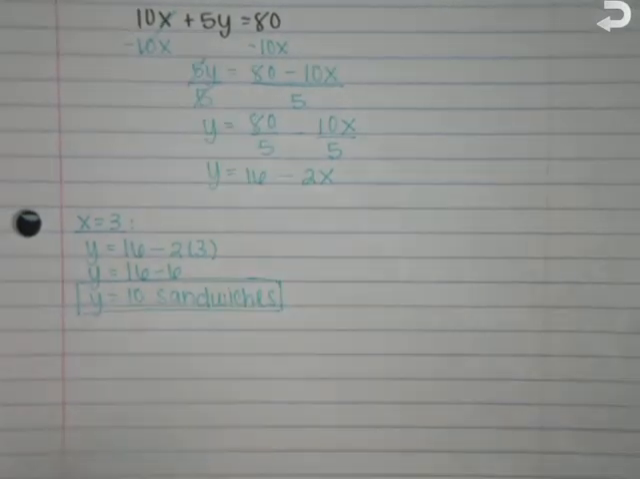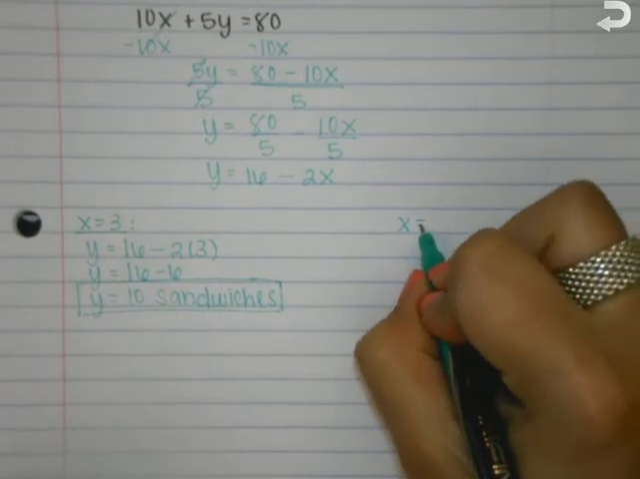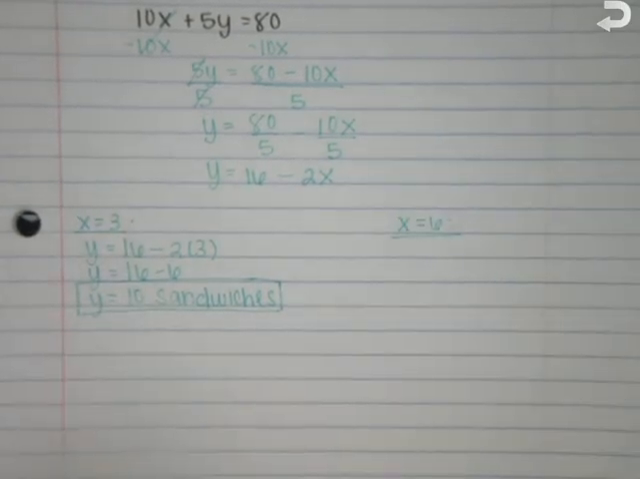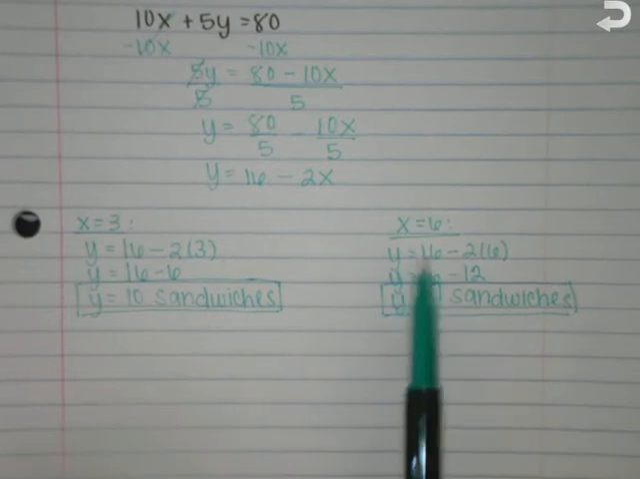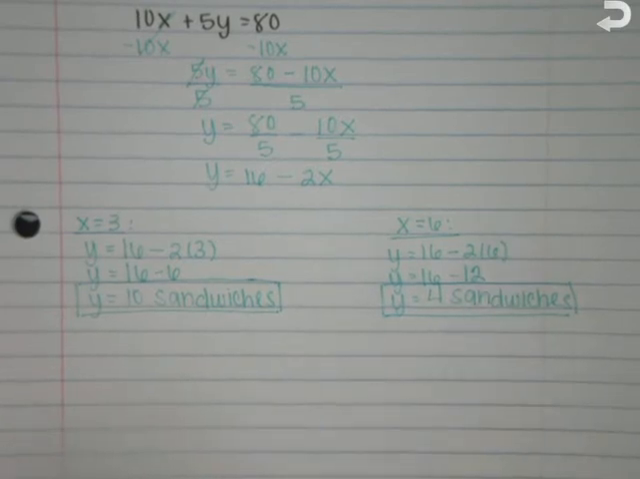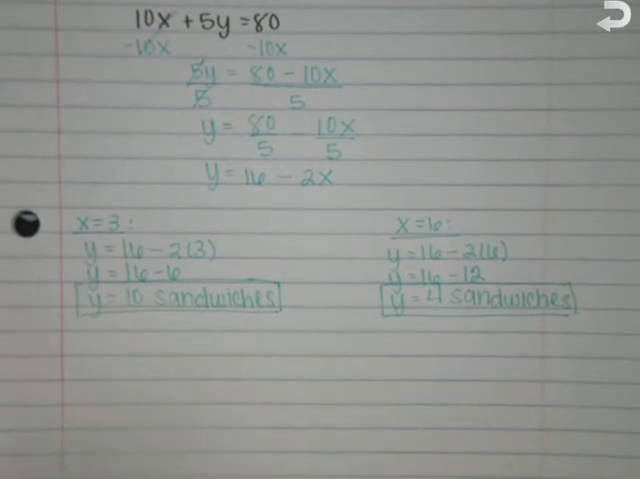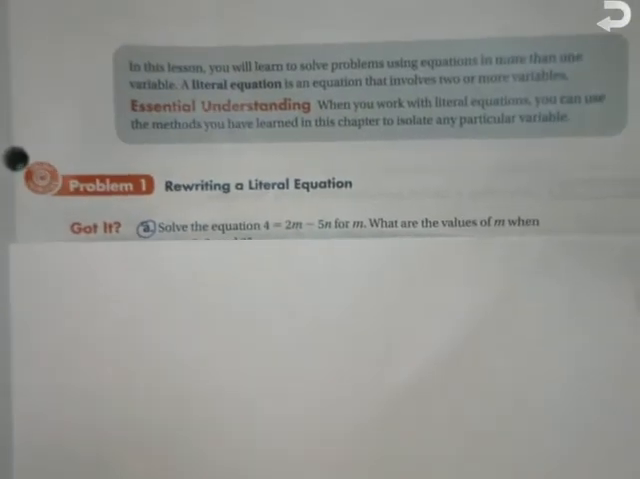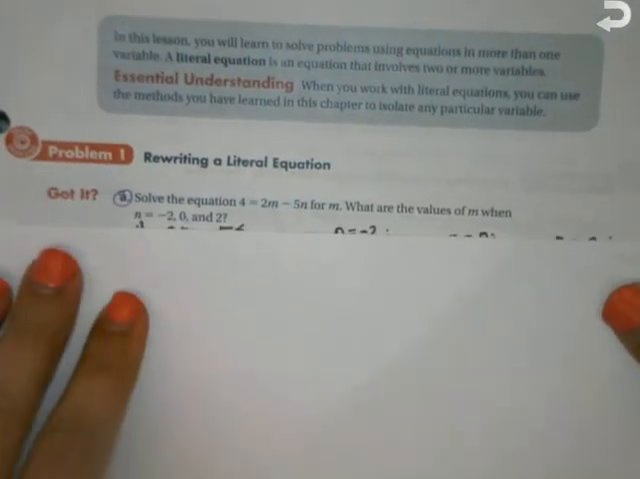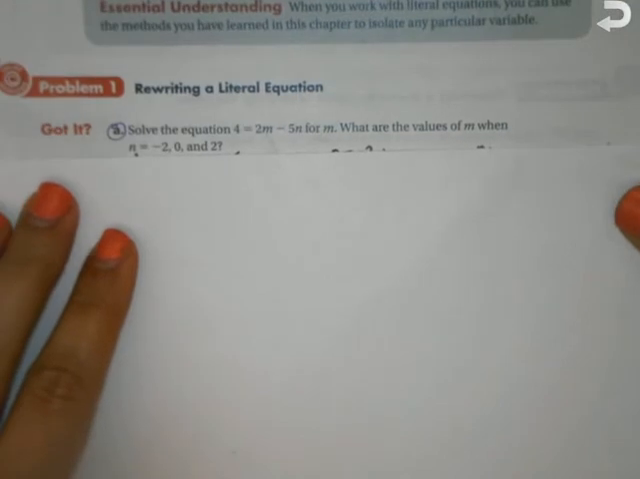So what I want you guys to do now is figure out what y equals when x equals 6. Go. Okay, so when x equals 6, we plug in 6, and you should have ended up with y equals 4 sandwiches. Yes? Okay. So what I want you guys to do is go to your book, do part A for me, but only do it for when n equals -2. Otherwise, it's going to take too long. So we are on page 29, problem 1.